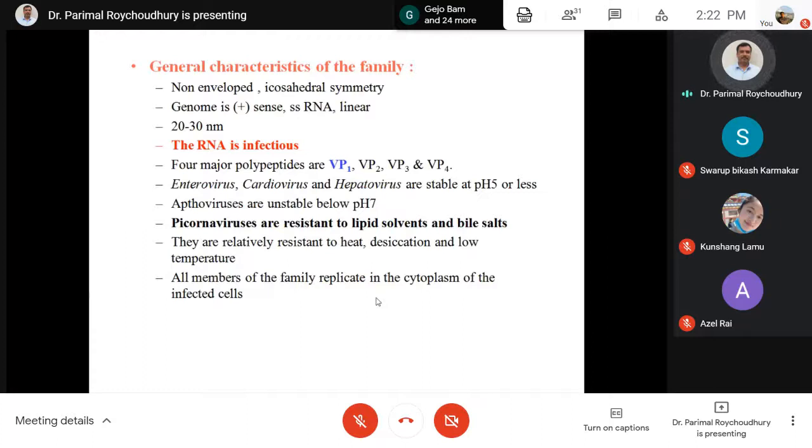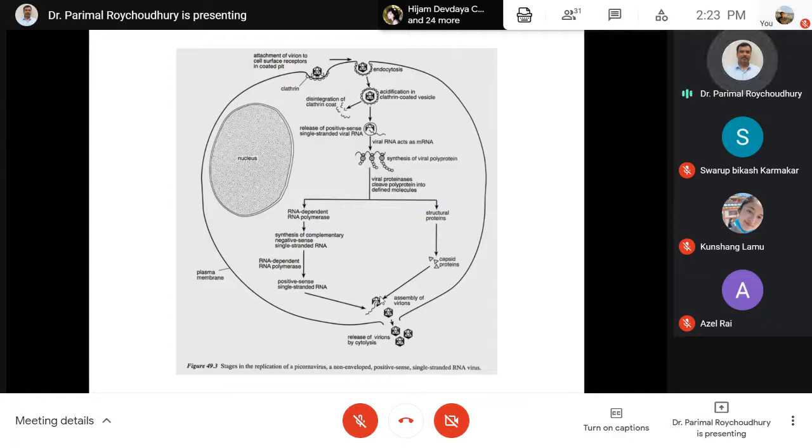Let us see the replication process of the picornavirus. Very straightforward among the RNA viruses: since it is a positive sense RNA virus, transcription doesn't occur. The virus binds to the cell surface through specific sialic acid receptors, and then is endocytosed, and within the endosomes the uncoating takes place and the nucleic acid gets released. Once released, since it is a positive sense RNA virus, on the surface of the ribosomes it causes protein synthesis. These initial proteins are enzymes, and utilizing them, the RNA-dependent RNA polymerase is produced inside the cells.